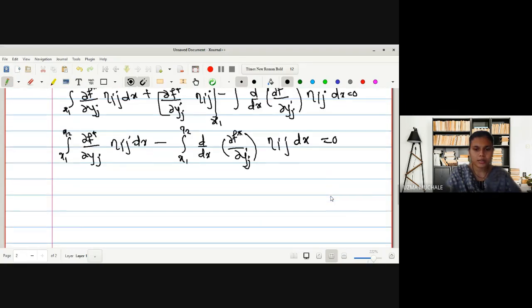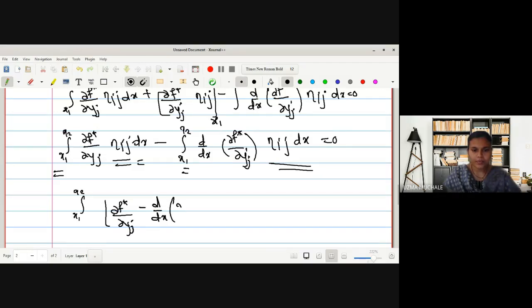Okay, now what are the common terms? We can take the integration of eta ij of x dx common. So now let me write down the integration from x1 to x2 of f star with respect to yj, minus d by dx of f star with respect to yj dash, correct? And here the common terms are eta ij of x and dx, which is equal to 0.